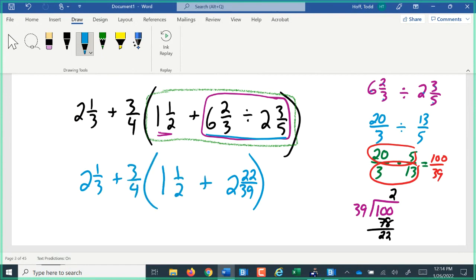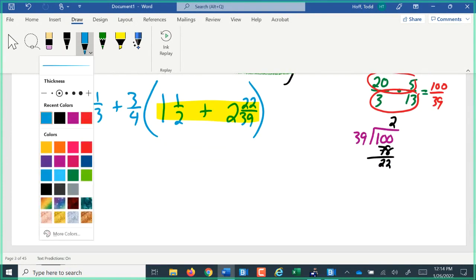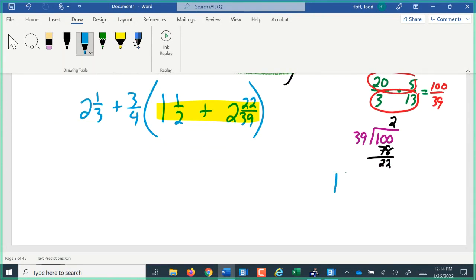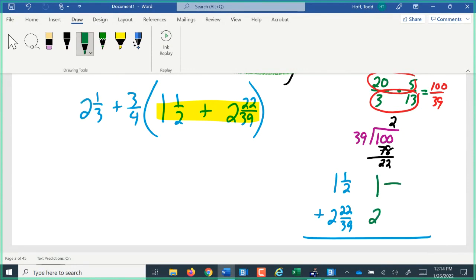All that's left inside the parentheses is to do that addition. We'll write that off to the side. Half plus 2 and 22/39. Well, looking at 2 and 39 and trying to find a common denominator is a little bit of a stumper, but remember, we can always just multiply them together.